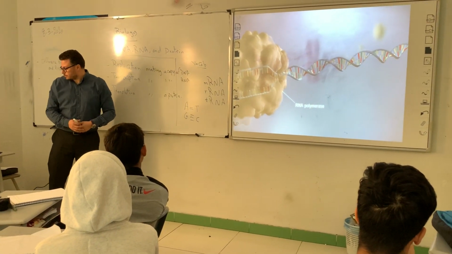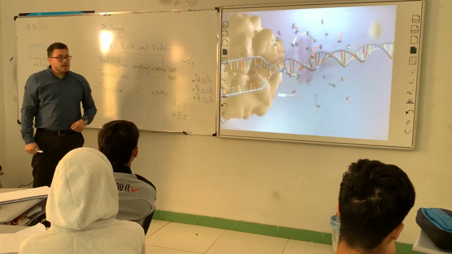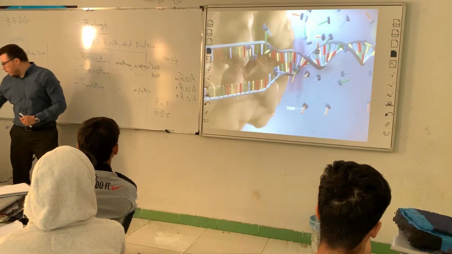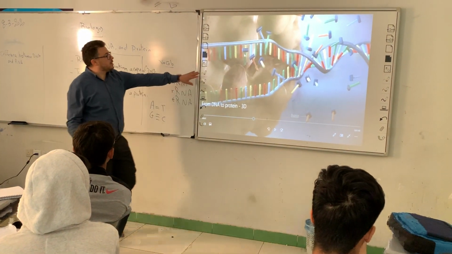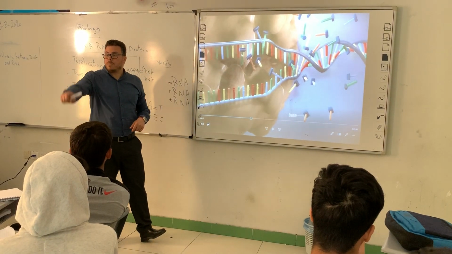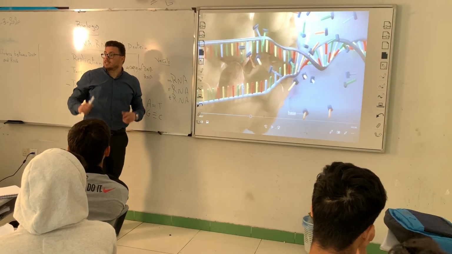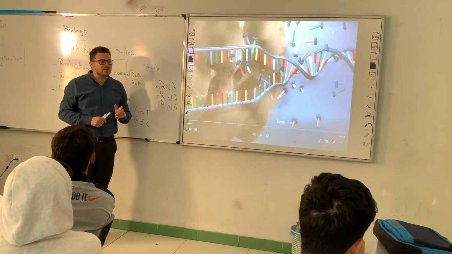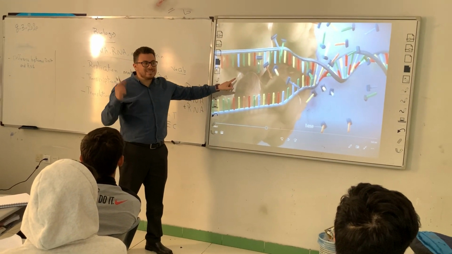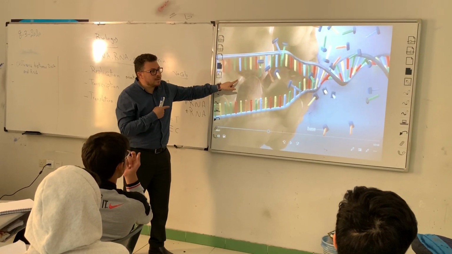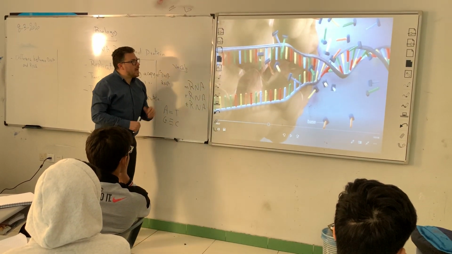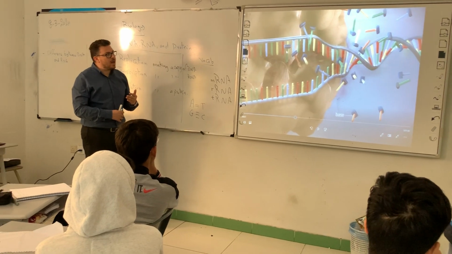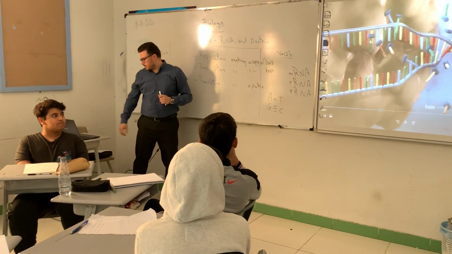Let's go. What about this large brown thing here? RNA polymerase. Right, perfect. It's an enzyme that has a specific function. What is the function of it? Unzip the what? The DNA. Perfect. And then make the RNA strand. Good.